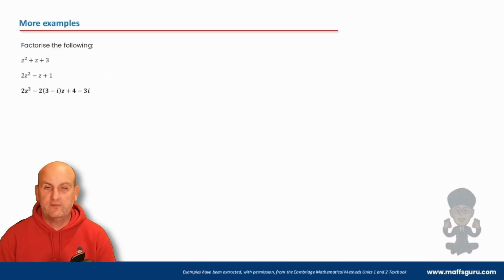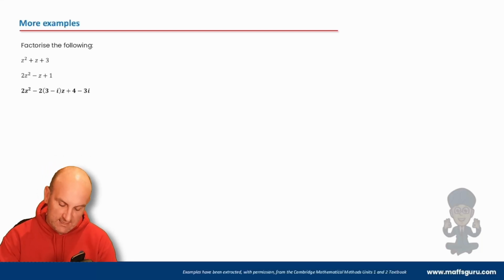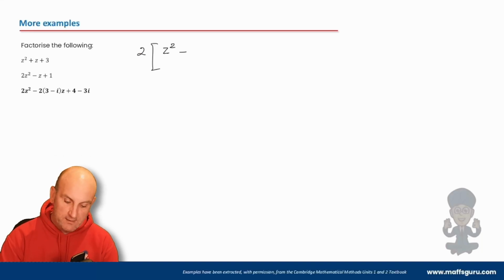What about this one? Does that make life any more disgusting? Yes, it looks disgusting, but we can do exactly the same thing here. So we take out a 2 outside of my brackets, and I'm going to get z squared minus (3 minus i)z plus (2 minus 3i) on 2. Oof.